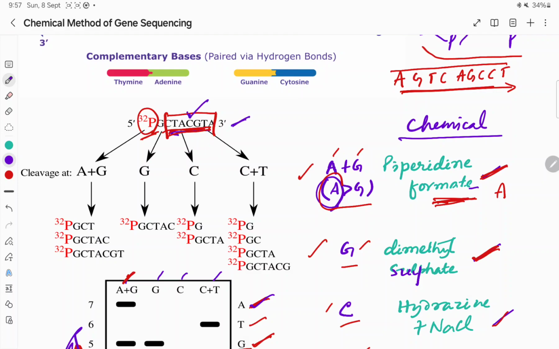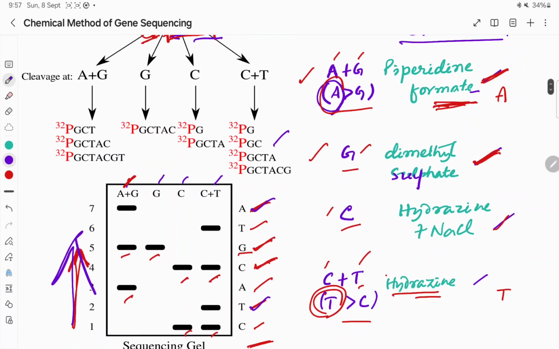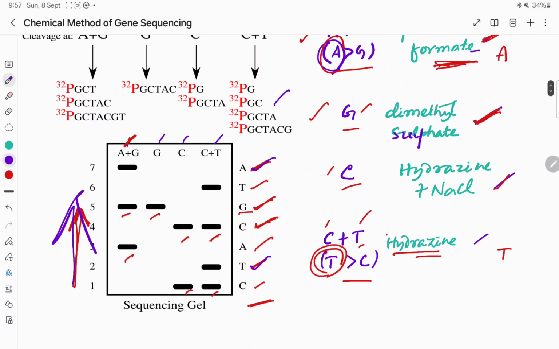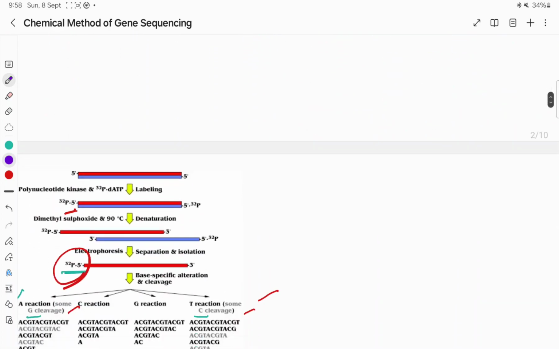This is the DNA single strand which is unknown and we want to identify it. So we have radio labeled it with phosphorus 32. Then the chemicals are added and there will be breaks, so we will get DNA fragments of different lengths. Based on the size, we will run them in gel electrophoresis. The larger ones will remain at the bottom and the smaller size ones will move upwards, and then we can get the sequence of the DNA strand.